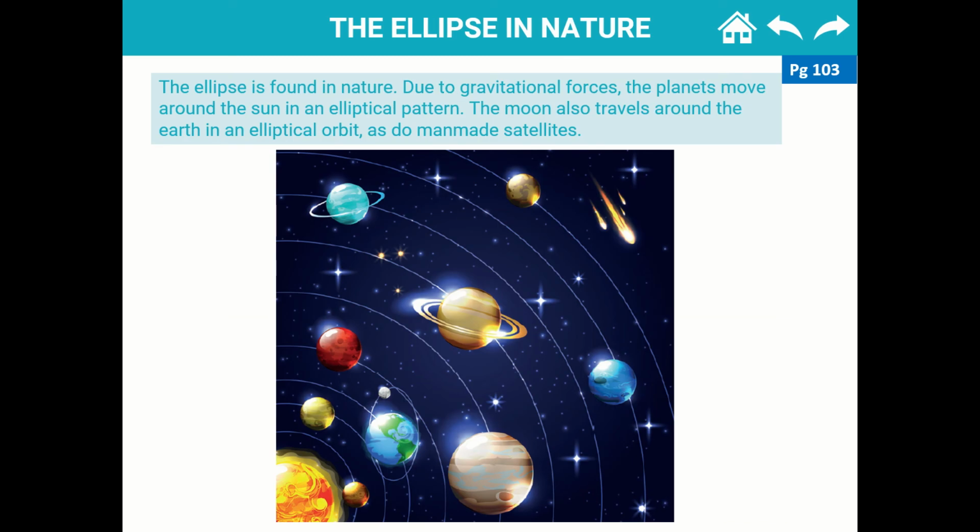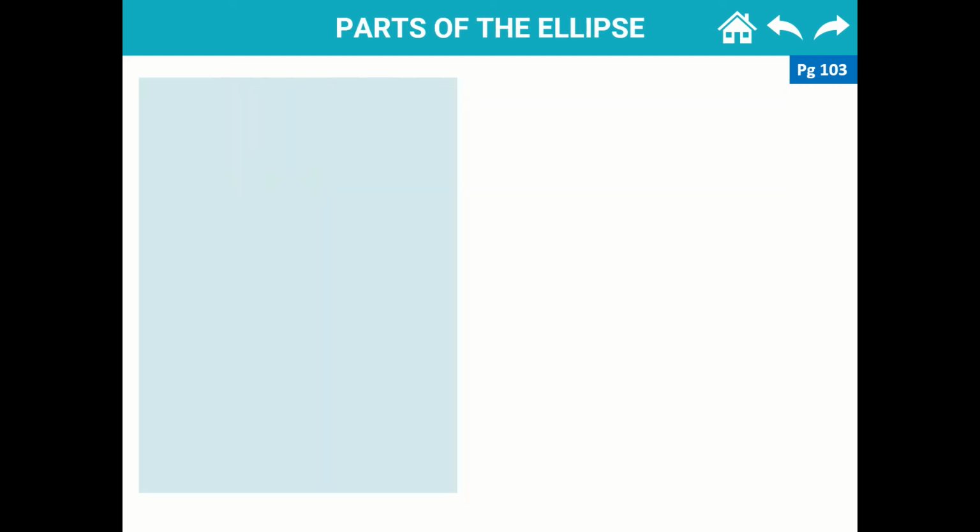Other examples in nature are, say, the orbit of all the planets around the Earth. You mean satellites going around the Earth as well, will all take an elliptical orbit. So let's start off by looking at the parts of the ellipse, and then we can do our first example of how to go about drawing it.